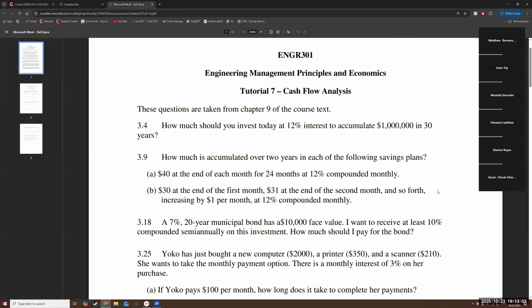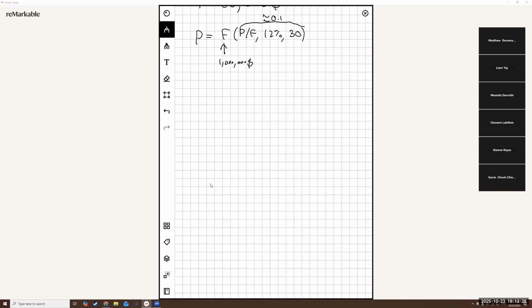3.9. So it says, how much is accumulated over 2 years in each of the following savings plans? So let's start with A. It's $40 at the end of each month for 24 months at 12% compounded monthly. Okay, so let's start with what we know here. 3.9 part A.